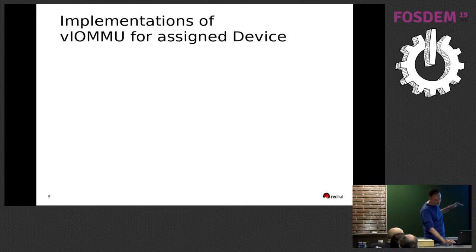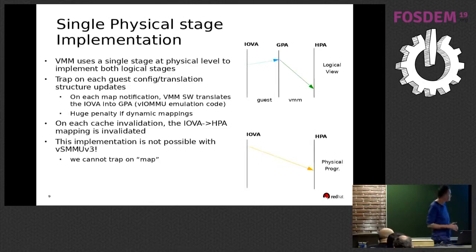So now we have seen we have two logical stages to be implemented. We have different kinds of hardware implementation. So let's see now what kind of implementation choices we have. So the first case is that your hardware only supports a single stage of translation. So you have two logical stages to map onto this physical stage.